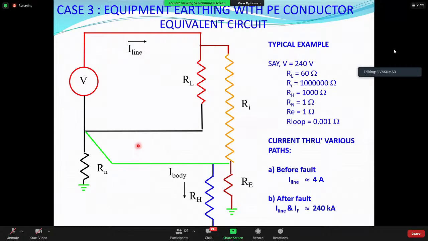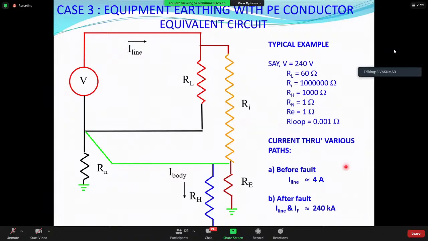The previous system was called a TT system. This system is called a TNS system. That is, the neutral is earthed solidly. Terra means natural earth, and there is a separate conductor for protective earthing, which does not depend upon the natural earth. So this is the system recommended for low voltage networks in India. In fact, it is mandated in the standard that it should be TNS only.